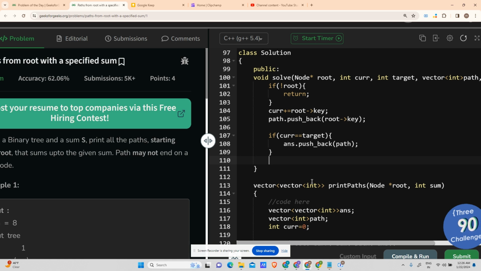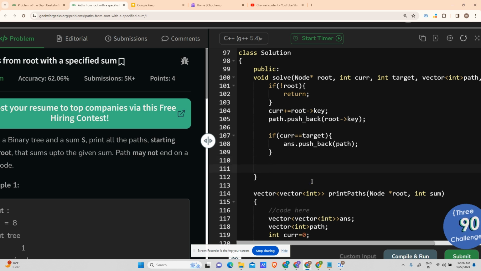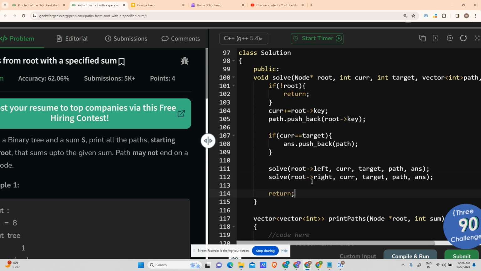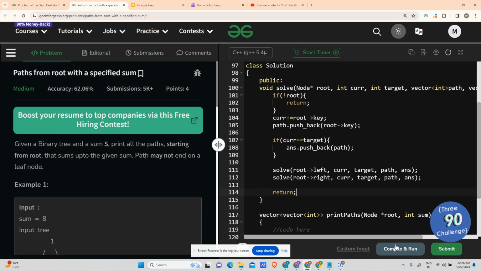As I told in the minus 5 and 5 case, we still have to explore the right and the left subtree. For that, what will we do? We will use solve, that is recursion, for left, and the rest of the things will remain the same: cur, target, path, answer, and the same for the right subtree. Control C, Control V, and I think Control C, Control V is an engineer's magical power. After that, just mark the ending by using return. Okay, hope it will work.